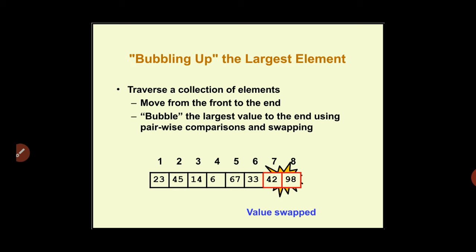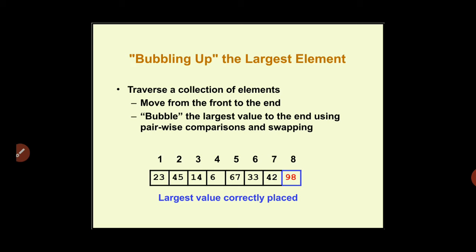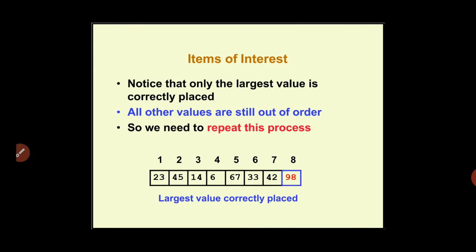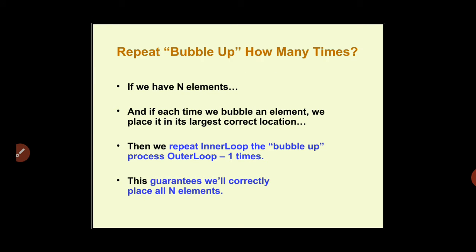Okay, then this pass is completed. That means one element is at its accurate position, so we say one pass is complete. Repeating these steps again and again using bubble sort, we will continue in the next slide. We have to notice that only the largest value is at the correct place; all other values are still not in order. So we need to repeat this process again.